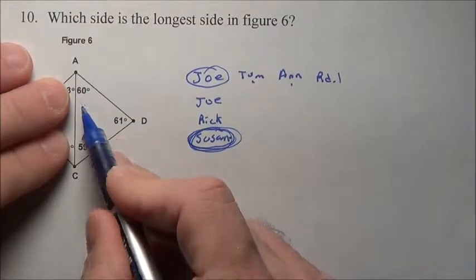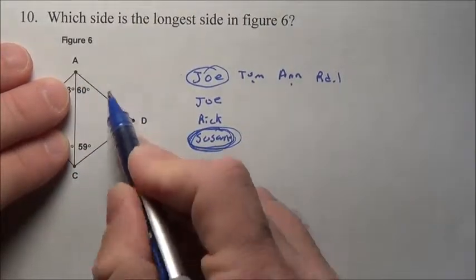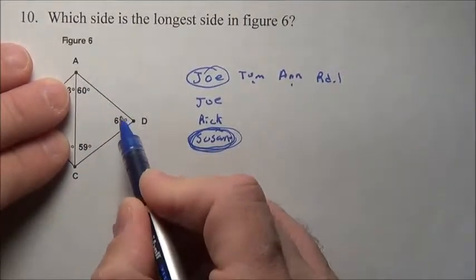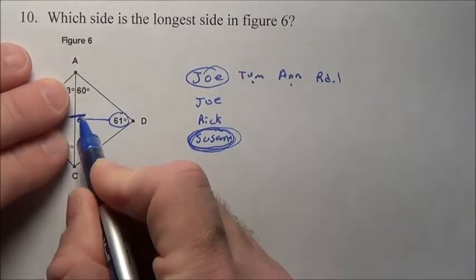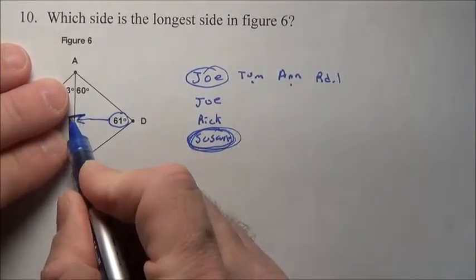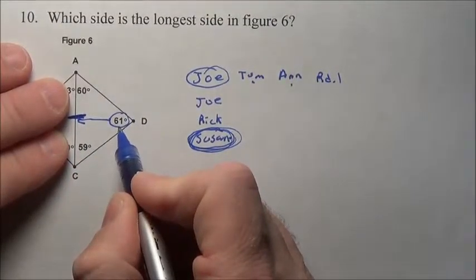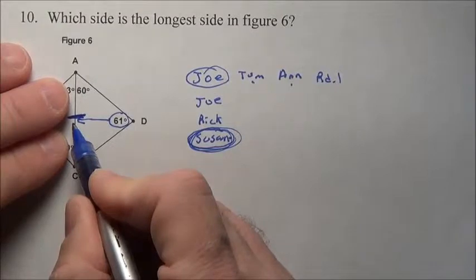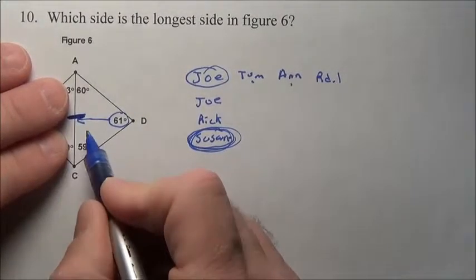I see this is 60 degrees, this is 59, and this is 61. So amongst these 3 angles, this is the largest angle. So that means this side right here is the champion. It is the longest leg of the triangle. Since the angle opening here is 61, the side across from it must be the largest side. So we know it's the longest side right here.